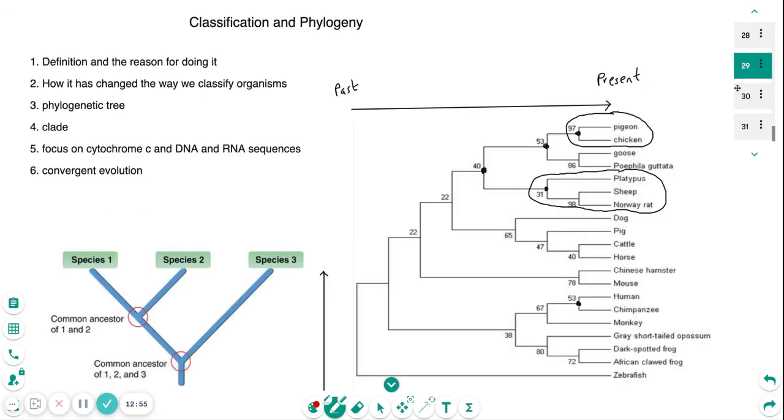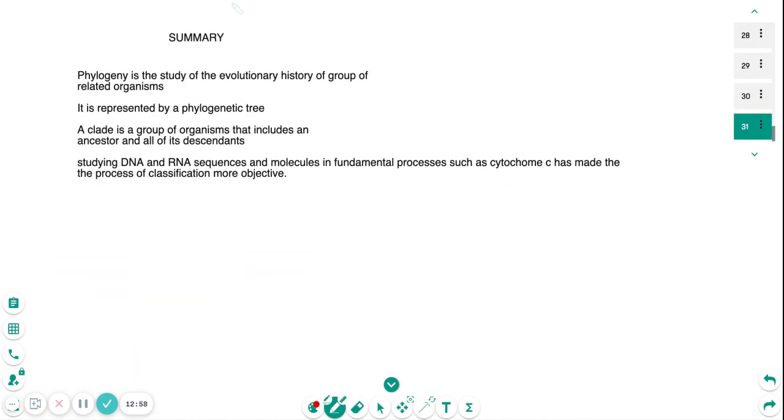All right, so in summary, phylogeny is the study of the evolutionary history of a group of related organisms. It is represented by a phylogenetic tree. A clade is a group of organisms that includes an ancestor and all of its descendants. Studying DNA and RNA sequences and molecules such as cytochrome C has made the process of classification more objective.